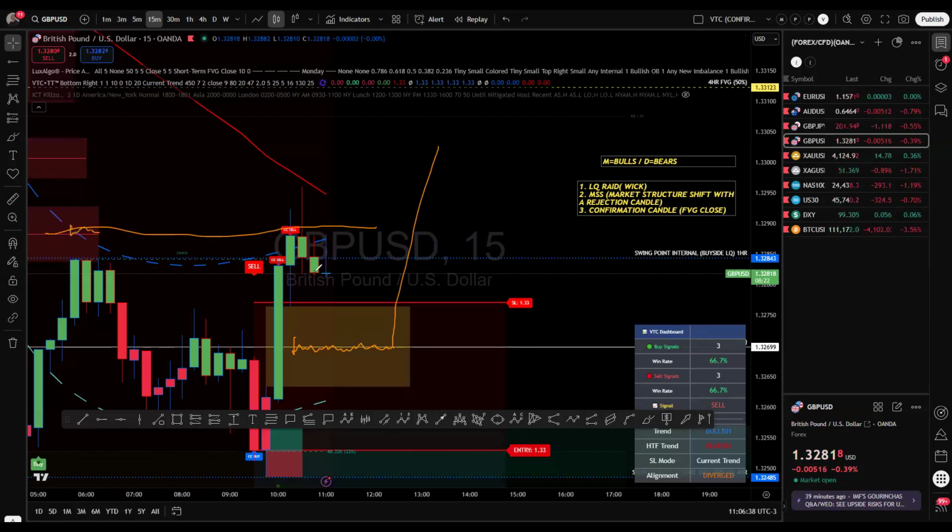If we manipulate this fair value gap, we never know, it might pull back or go back down to this equilibrium. So we'll see. But I'll be right back.